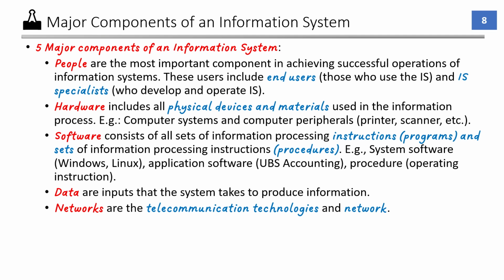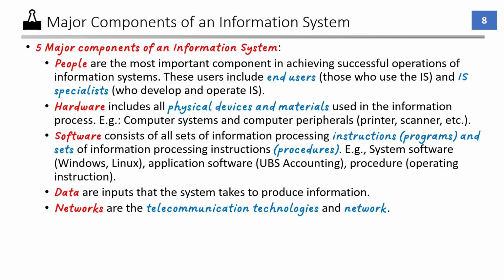An information system is made up of five major components that work together to produce useful information for a business. The first component is people, which is the most important part. This includes end users who use the system and information systems specialists who design, develop, and maintain the system. The second component is hardware. Hardware refers to all the physical devices used in the system, such as computers, printers, scanners, and other equipment.